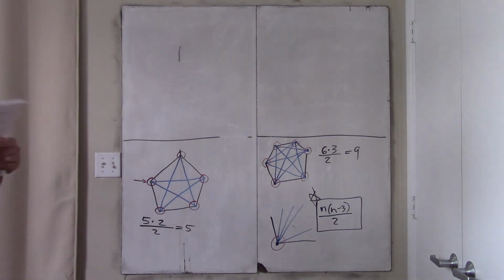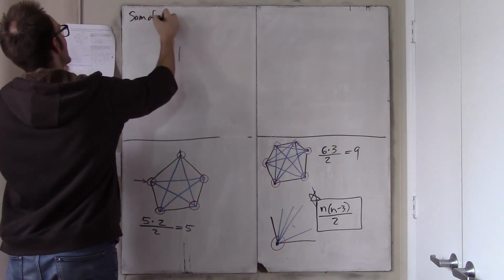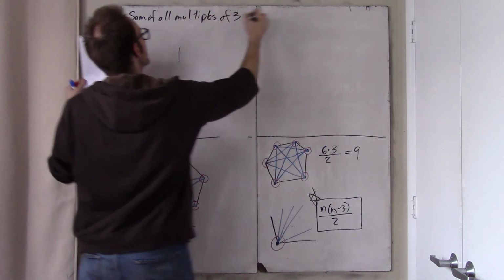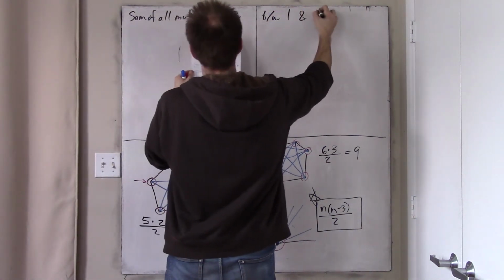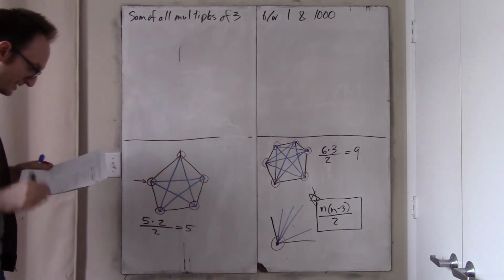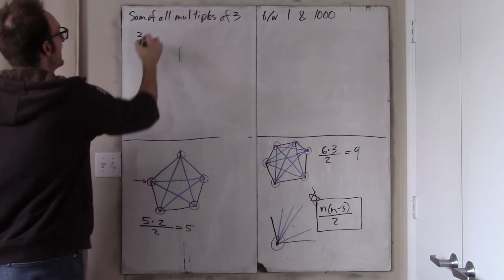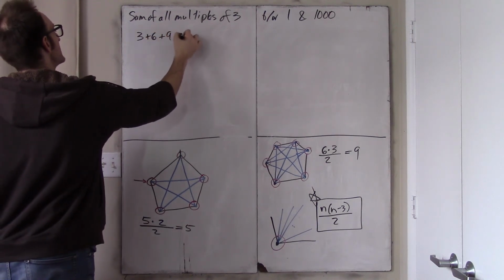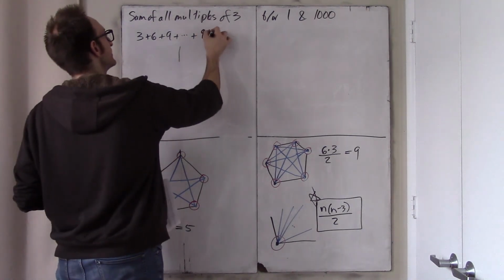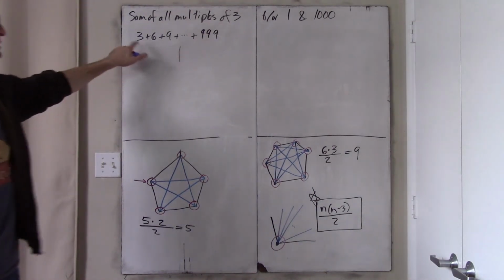Find the sum of all multiples of 3 between 1 and 1,000. Okay, this is kind of similar to something we did on the front. So what's the first multiple of 3? Well, 3. And then 6 plus 9 plus, and then what's the last number which is a multiple of 3? Well, 999 is a multiple of 3, so there you go.